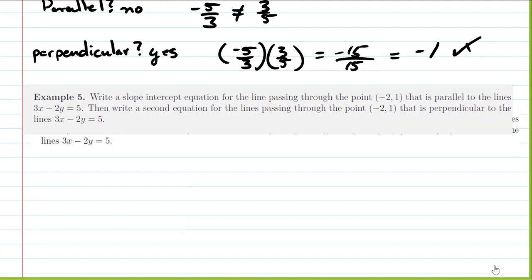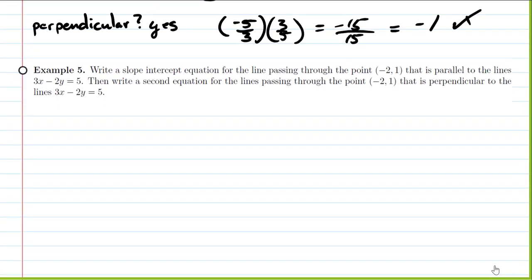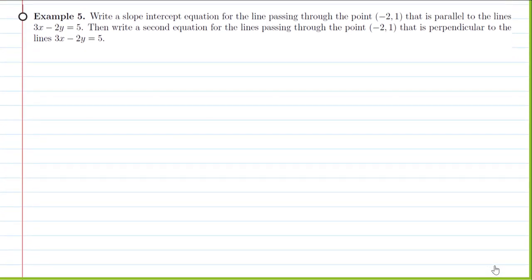So, last example from this section says, write the slope-intercept equation for the line passing through the point (-2, 1) that is parallel to the line 3x minus 2y equals 5, and then write a second equation for the line passing through the point (-2, 1) again that is perpendicular to 3x minus 2y equals 5. So basically, in this problem, we were asked to find the equation of two lines, one that's parallel to and one that is perpendicular to the line 3x minus 2y equals 5 that contains the point (-2, 1).